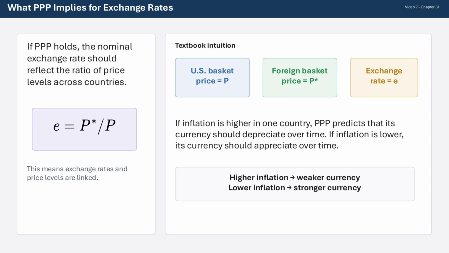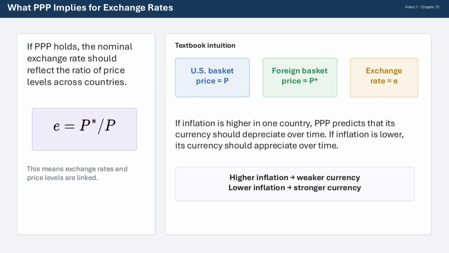Now let's talk about what PPP implies for exchange rates. If PPP holds, then the exchange rate between two currencies should reflect the difference in price levels between the two countries. The basic intuition is straightforward. If prices rise a lot in one country while prices in another country stay relatively stable, then the currency of the high-price country should lose value over time. Why? Because if goods become much more expensive in one country, but the exchange rate does not change, then that country's goods would become very expensive relative to foreign goods. PPP says the exchange rate should adjust to reflect those price differences.